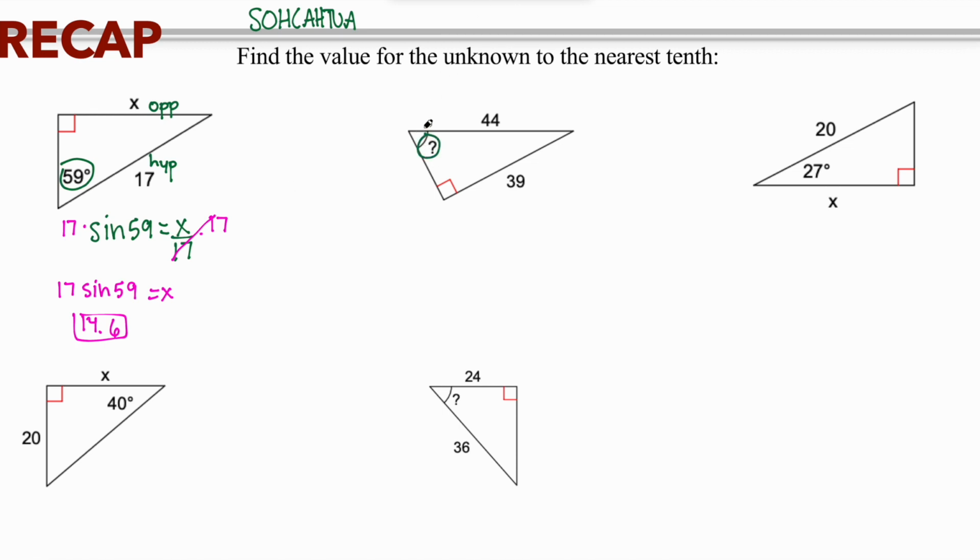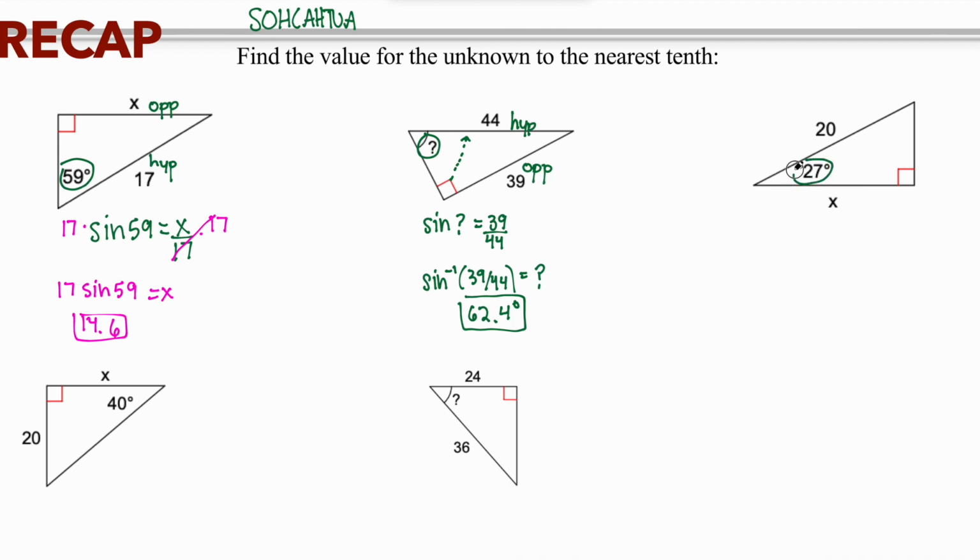According to this angle, this is my opposite, this is my hypotenuse because it's across the right angle. O and H is also sine. So sine of an angle is going to give me my opposite over my hypotenuse. So to solve for the angle, I'm going to do the inverse of my ratio. And I will get 62.4 degrees. Don't forget the degree on an angle.